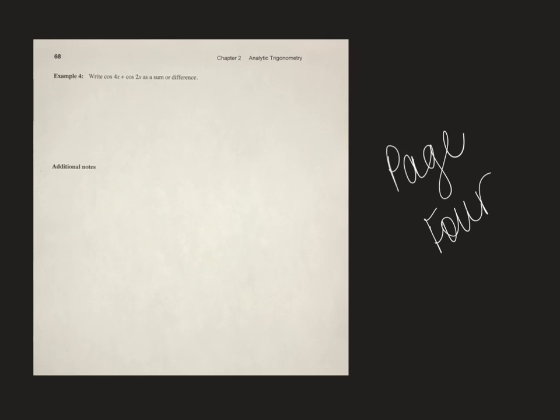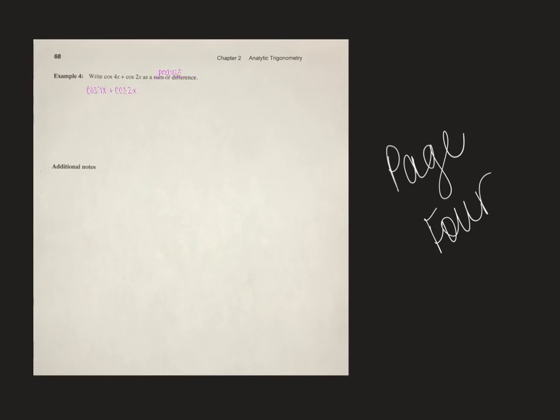And there's actually a typo on this page. You want to just make sure that you change this to as a product. It's already a sum. We can't make it a sum if it already is. So this should say make it a product. So we have the cosine of 4x plus the cosine of 2x. I'm just going to write my problem. So cosine of 4x plus the cosine of 2x.